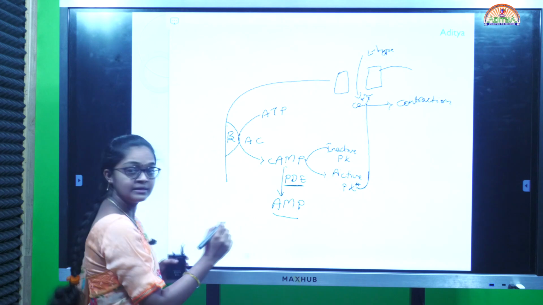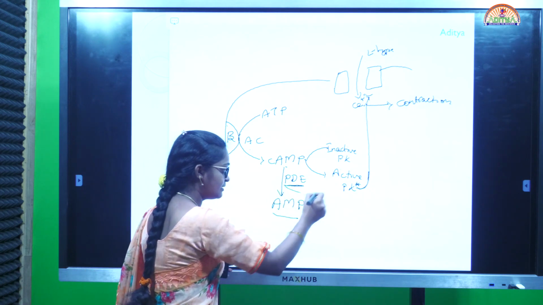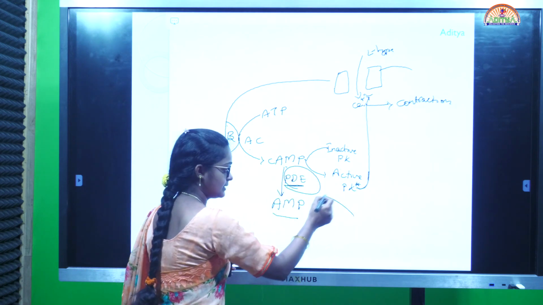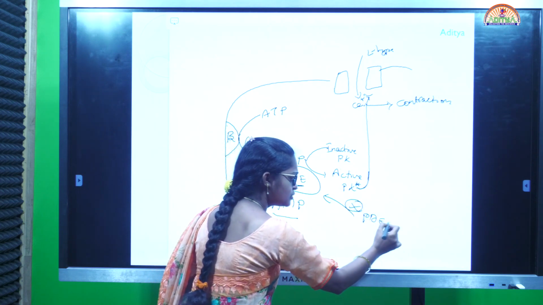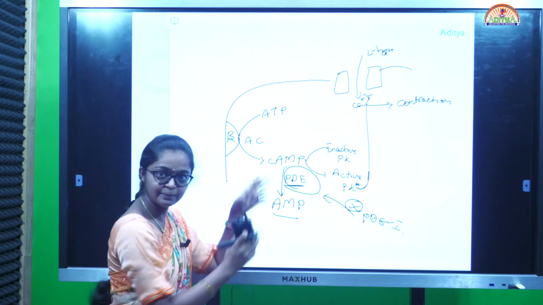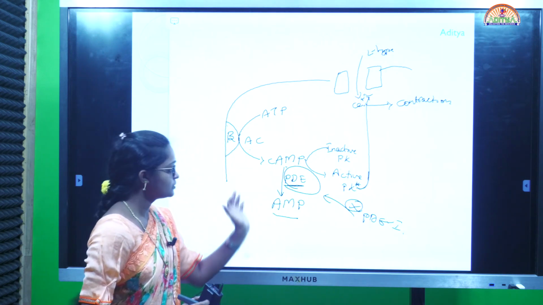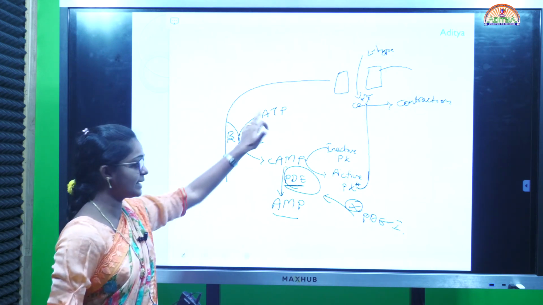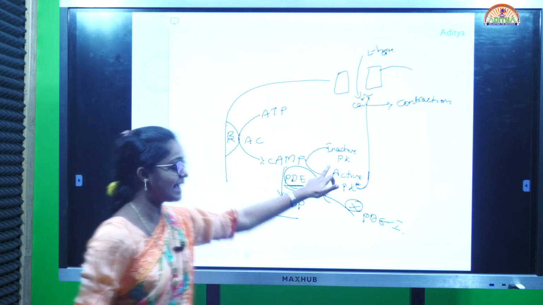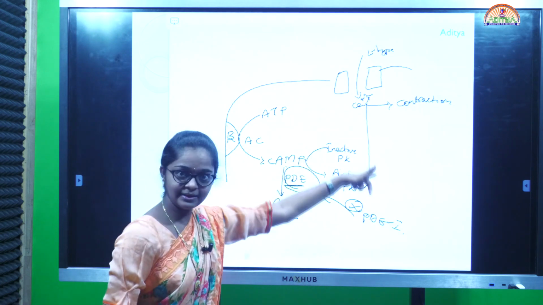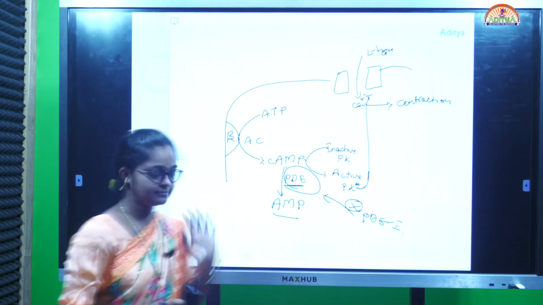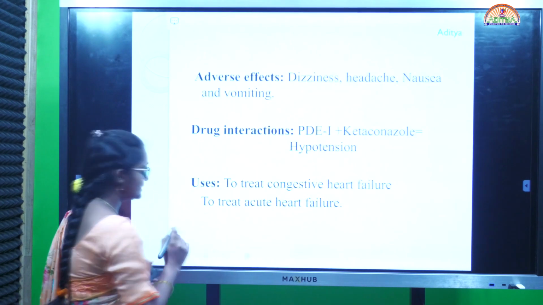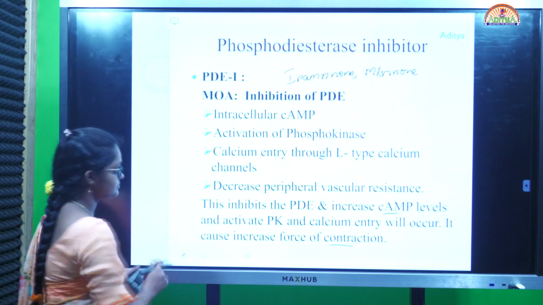Here, what happened? The phosphodiesterase inhibitor inhibits phosphodiesterase, so there is no conversion of cyclic AMP into AMP. So cyclic AMP accumulates and activates protein kinase, leading to intracellular calcium entry, which causes contraction. Okay, this is the mechanism of action.